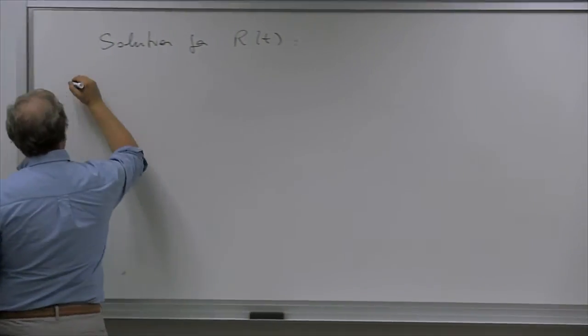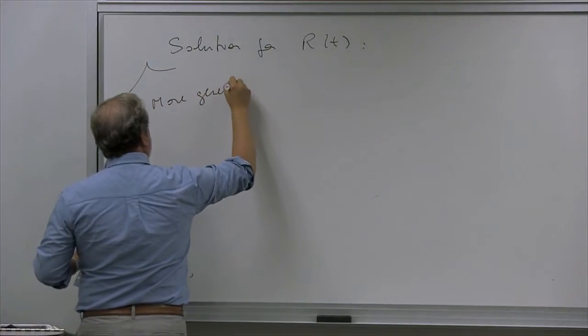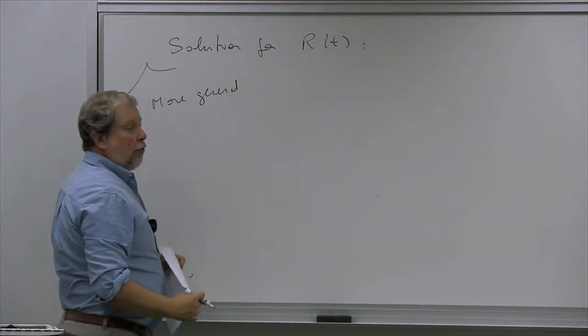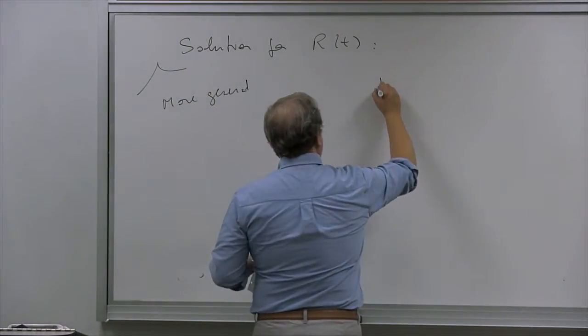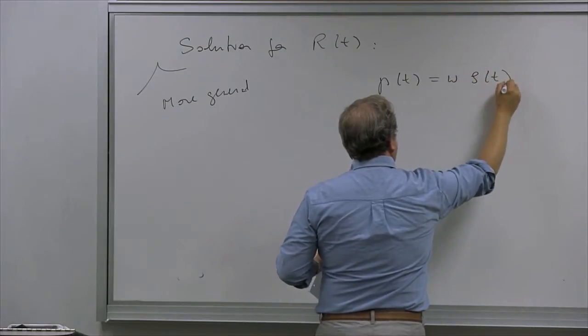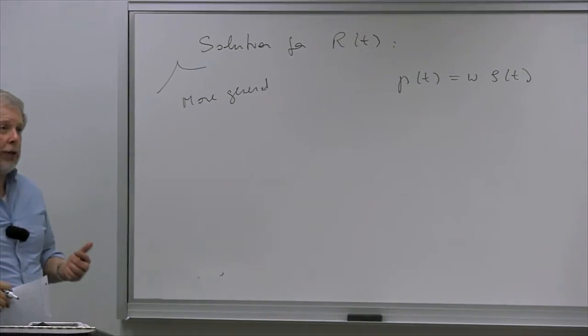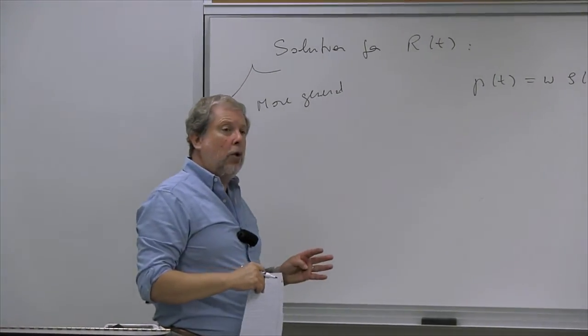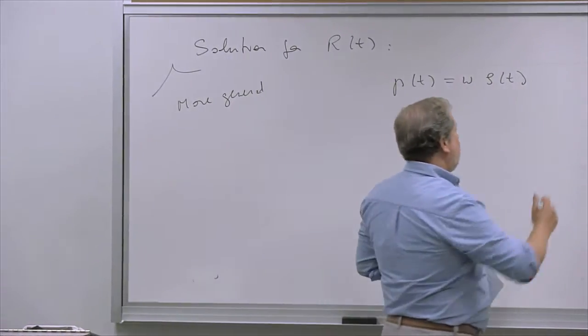And I should say more general. More general solution for R of t. And to make life easier, we will just write that P of t is equal to W times rho of t, and we're going to analyze each contribution separately. So instead of putting them all together, we analyze them individually, but we do have three cases, right?